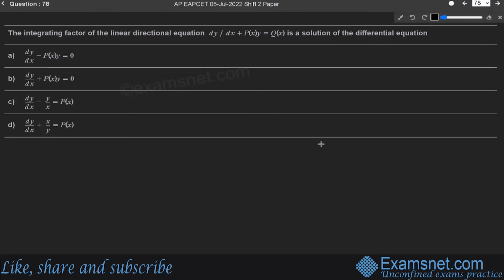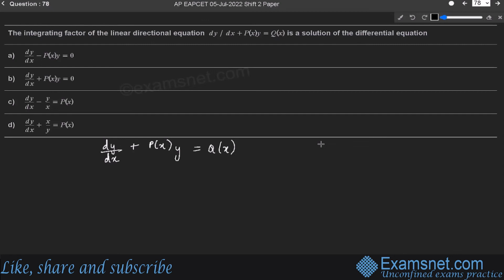Next question: the integrating factor of the linear differential equation dy by dx plus p of x into y is equal to q of x is a solution of the differential equation. See, the equation is given here, which is dy by dx plus p of x into y is equal to q of x. We have to find that this is the solution of which of the following given differential equations.